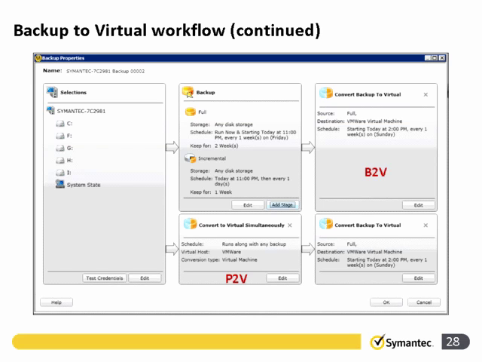So I have said I want to back up semantic-7C2981, and I'm going to do a full backup. And when I add a stage to do a conversion, you'll notice that the source is the full, that we can only do conversions of full, and because it is an added stage, it is now a B2V. Down at the bottom is the P2V that was created when we said that we wanted to do a simultaneous backup and conversion. Most times you would not do both. Pick one or the other.